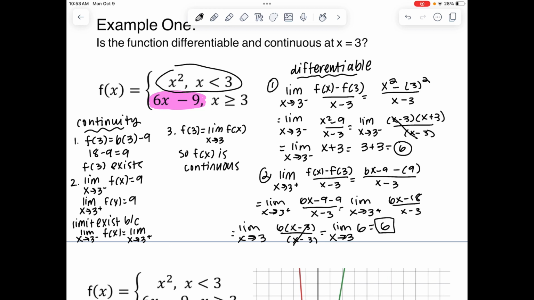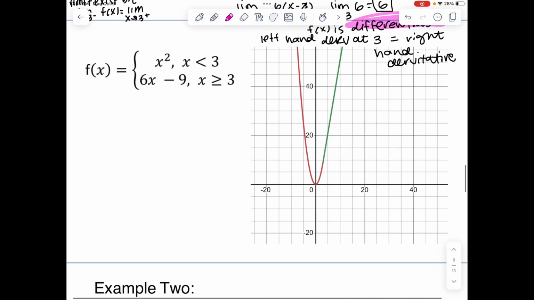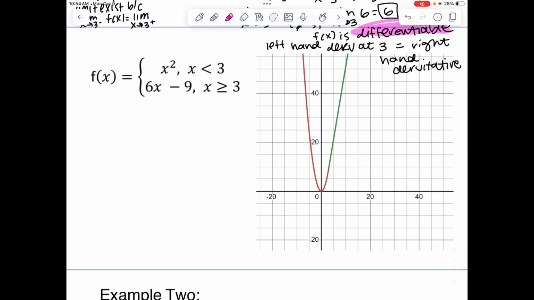So if you look there, the left-hand derivative equals the right-hand derivative, so we know that f is also differentiable. And you do need to give me a little explanation. I know that you showed your work, but you've got to do a conclusion statement, because we can just write left-hand derivative at 3 equals right-hand derivative. Or you could write that in notation. I don't know which one's faster. And so that's the answer to this one. It is differentiable and it's continuous. And I'm going to show you the graph of this so I know, right? If you look here, they connect there, they're differentiable there.